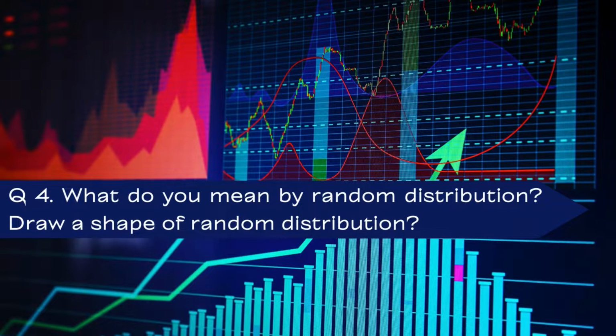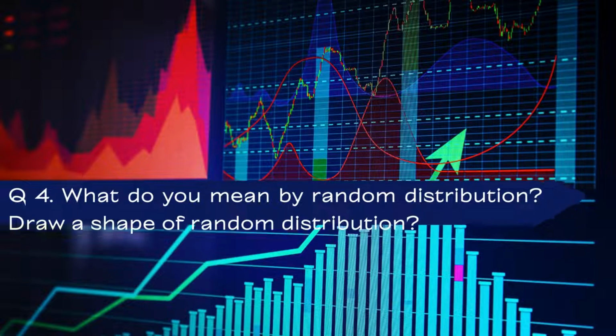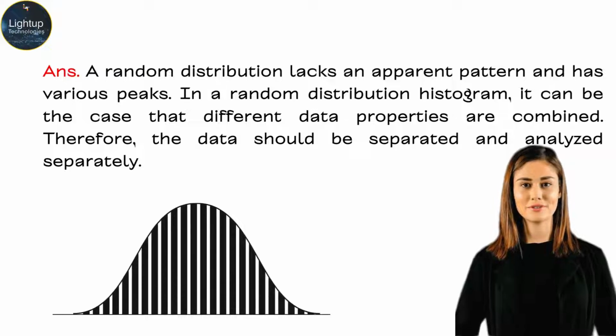What do you mean by random distribution? Draw a shape of random distribution. Answer. A random distribution lacks an apparent pattern and has various peaks.